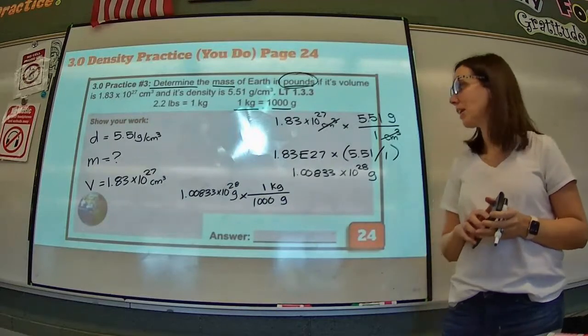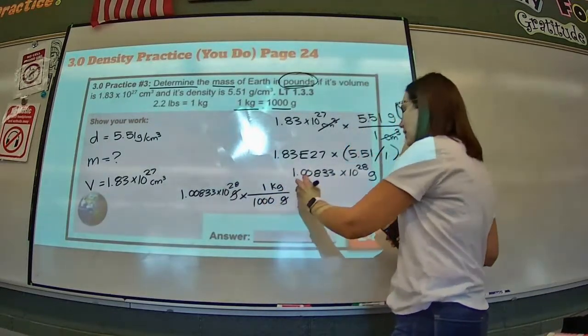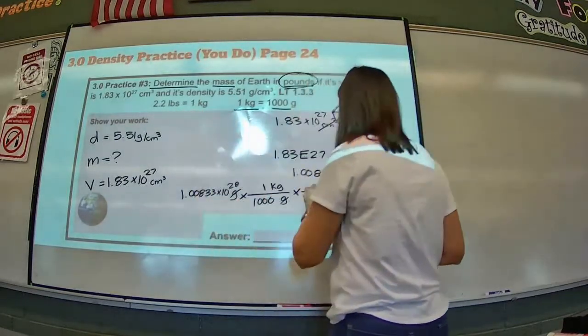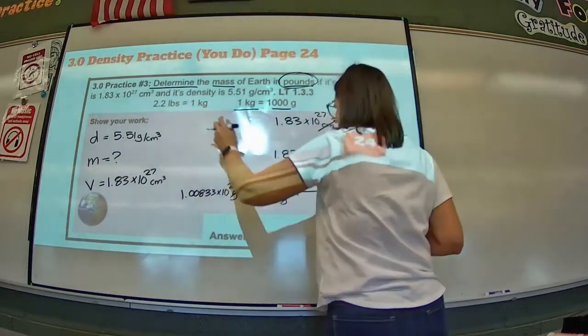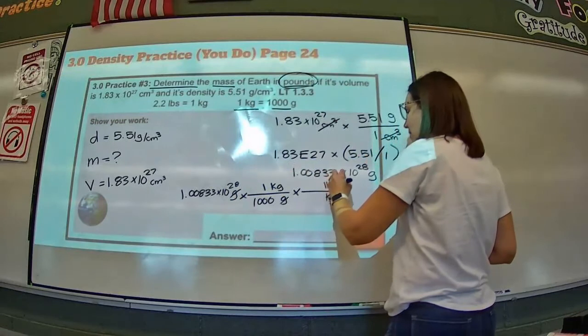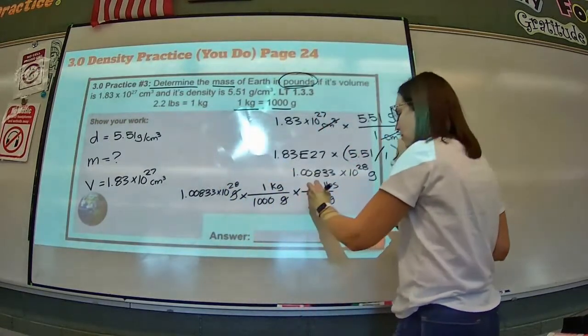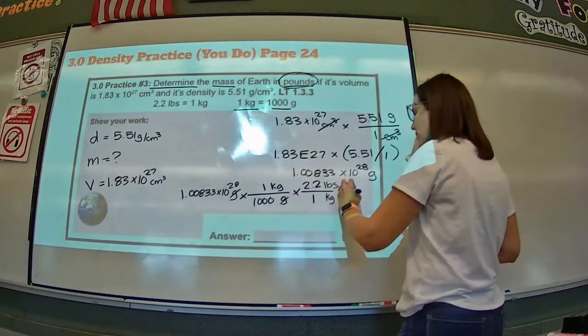Then the next thing that I want to do is grams will be gone, but I have kilograms and I need to get that to pounds. So the next thing I'm going to do is I'm going to look over here and I'm going to get rid of kilograms, so I'm going to put kilograms on the bottom, and I want to go to pounds, so I'm going to put pounds, LBS, on top. And that is for every 1 kilogram, so 1 kilogram is equal to 2.2 pounds.